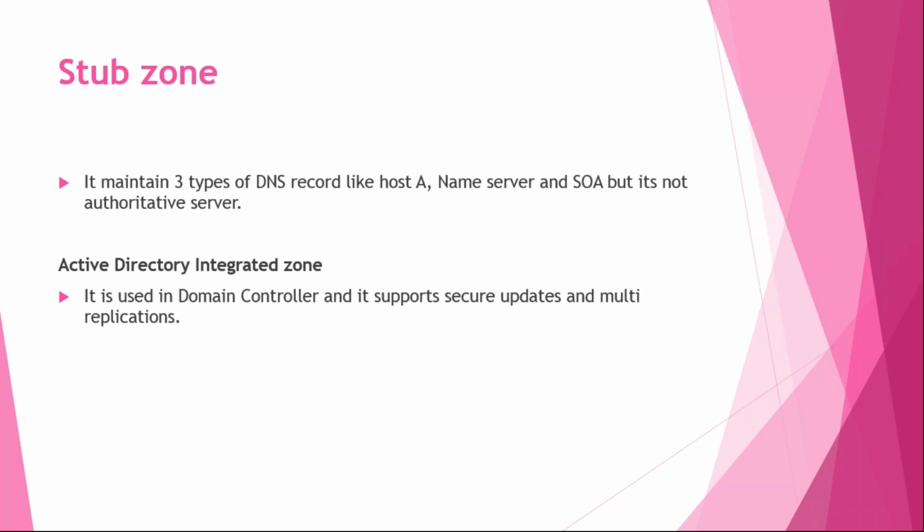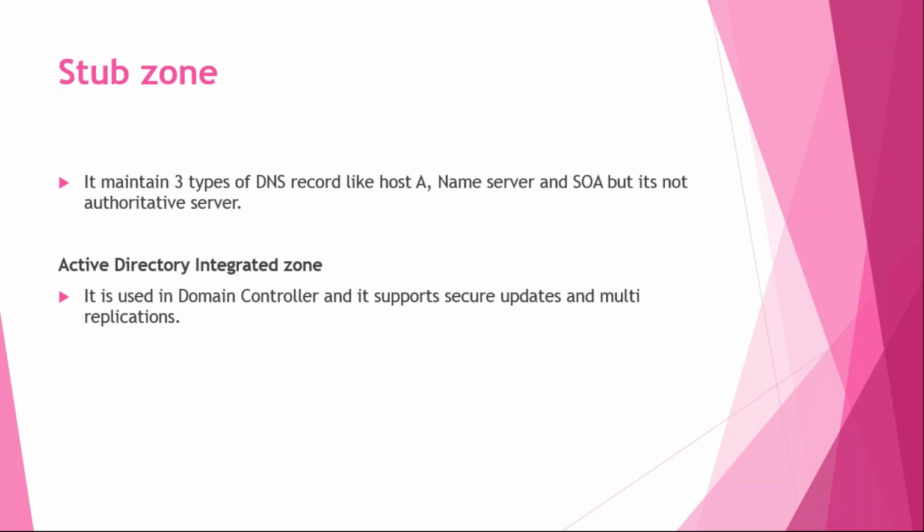Next, the last one, is Active Directory integrated zone. This is used in a domain controller, and it supports secure updates and multi-replication. You can use it only in a domain controller. DNS should be installed on a domain controller, or else you cannot configure it. It's good for secure updates plus multi-replication. Replication is very fast.